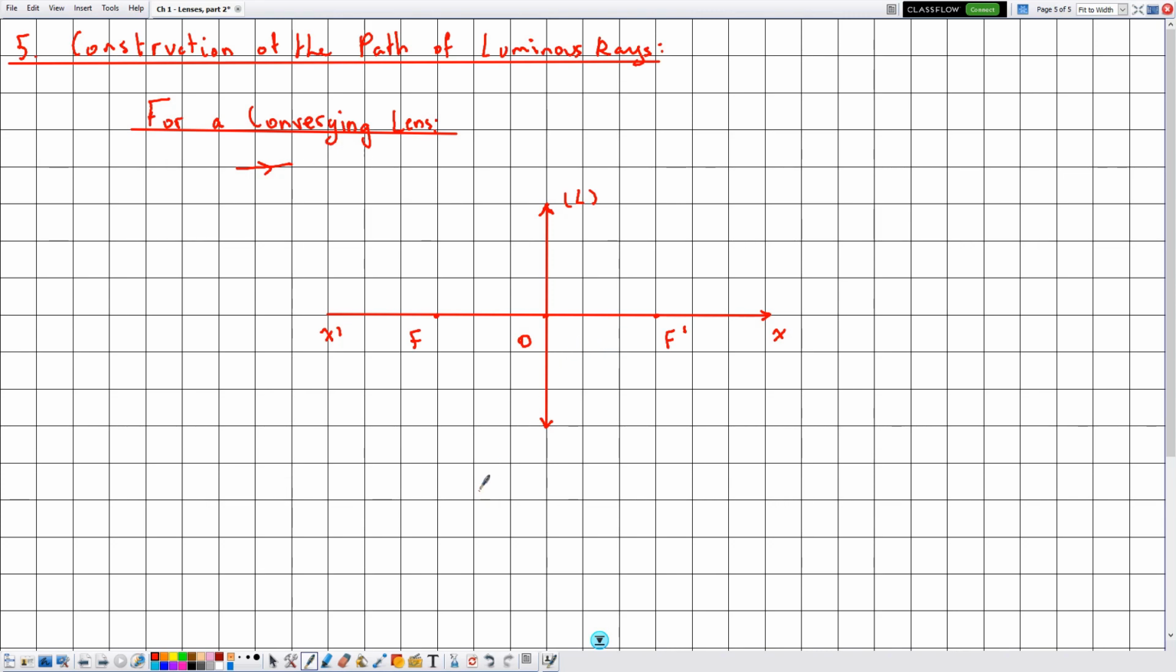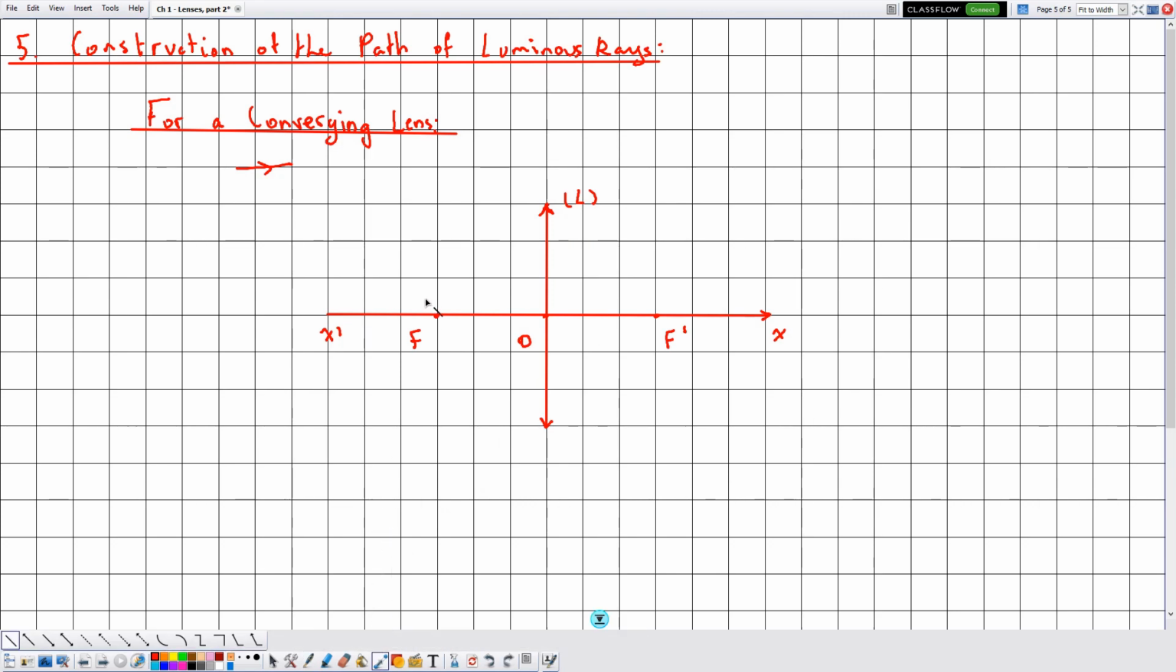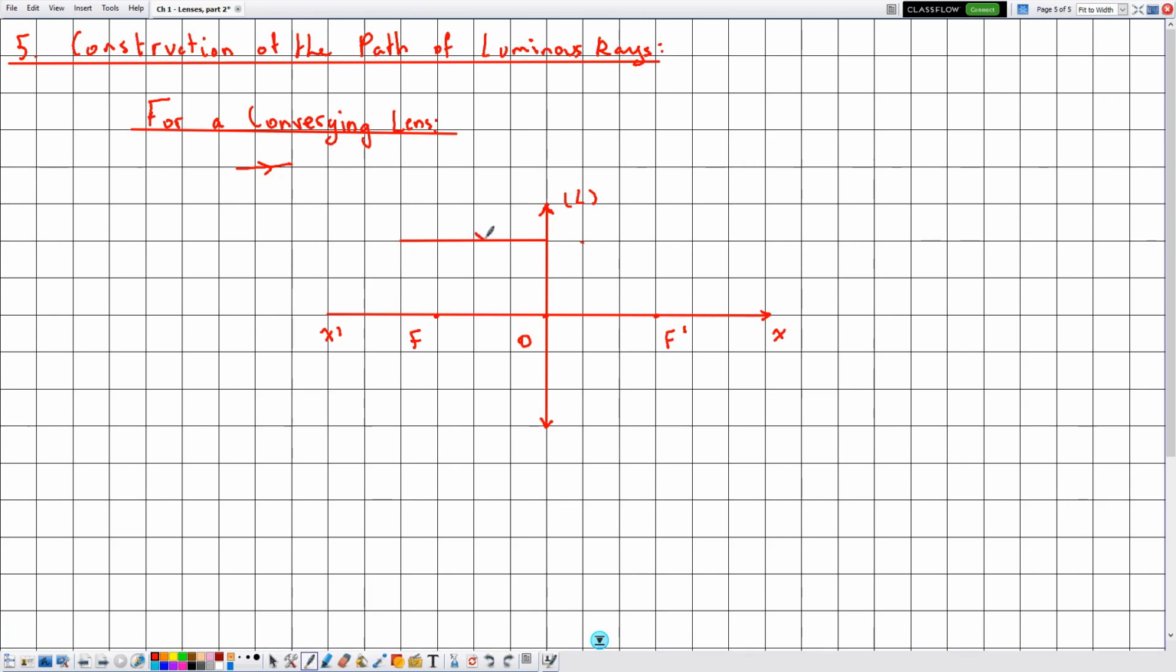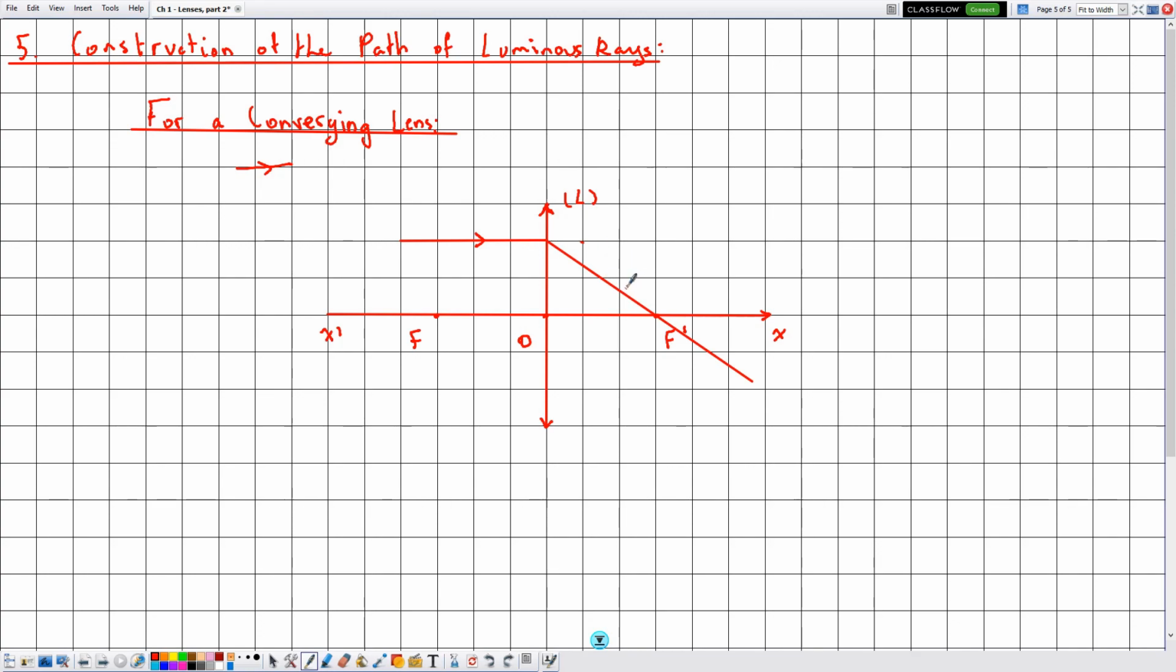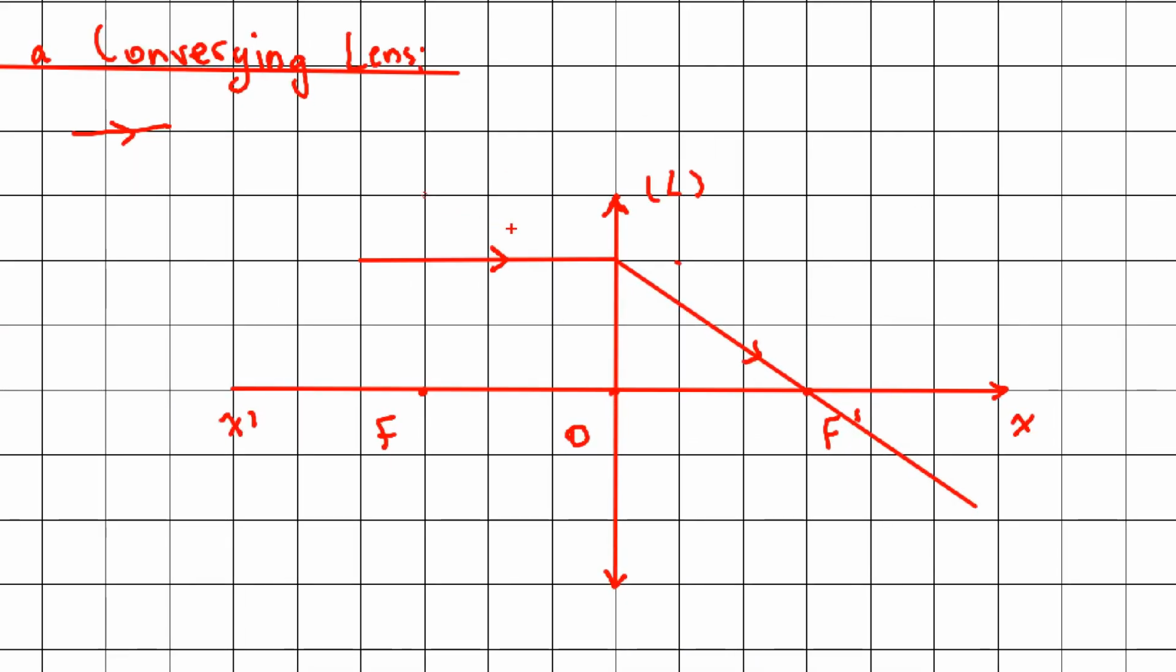The first one that we need to consider is an incident ray parallel to the optical axis. Because the direction of propagation is from left to right, light will only be allowed to travel from left to right. This is the incident ray, and we don't forget arrows on light rays. By definition, an incident ray parallel to the optical axis emerges passing through the image focus F'. Recall that we call this ray the incident ray because it's hitting the lens, and this ray the emergent ray because it's coming out from the lens.